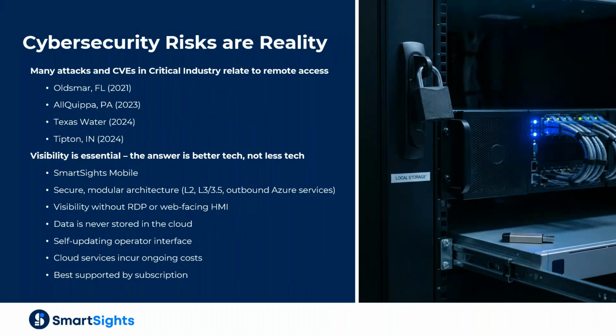And so SmartSight's approach to this is our SmartSight's mobile solution. It uses a secure modular architecture with components in layer 2, monitoring things like HMI SCADA for those process alarms, and a mobile hub component sitting in a layer 3 or 3.5, a DMZ internet-facing layer with outbound initiated only traffic going to Azure services that manage authentication and actually relaying data to mobile users. So with this solution, we deliver visibility, process alerts, acknowledgement, and visualization in the form of trends and dashboards and KPI from SCADA without RDP or web-facing HMI.